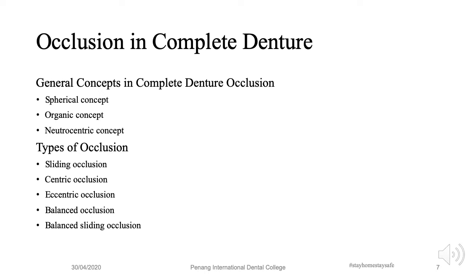Now coming to the organic concept. The teeth are altered, as the cusps are altered, to suit the patient. Meaning to say, certain alterations are done on the teeth which will suit the occlusion or suit the patient. Now what are we actually talking about? What are these alterations you're doing on the teeth?